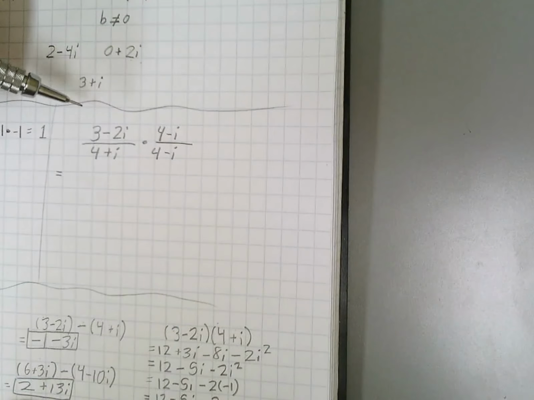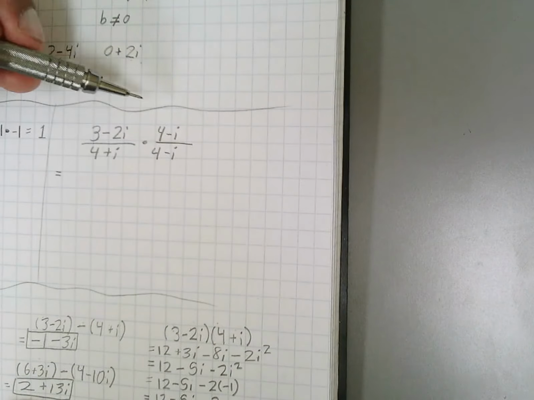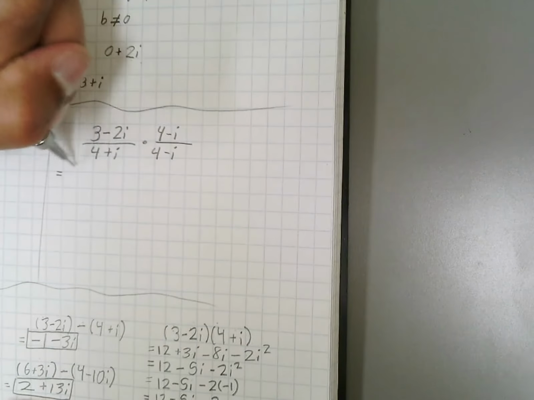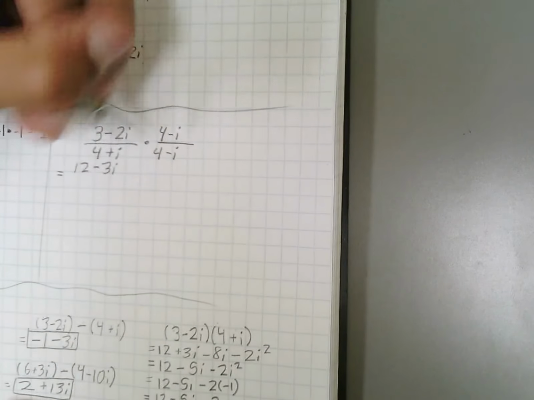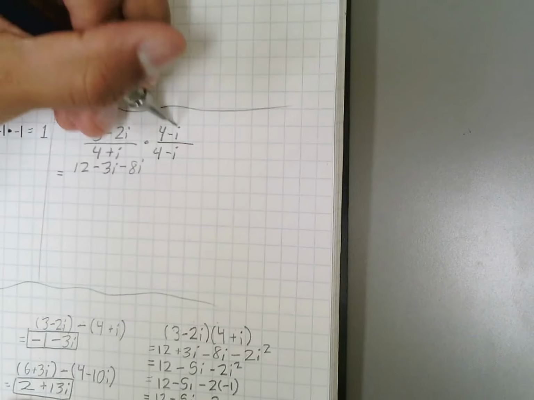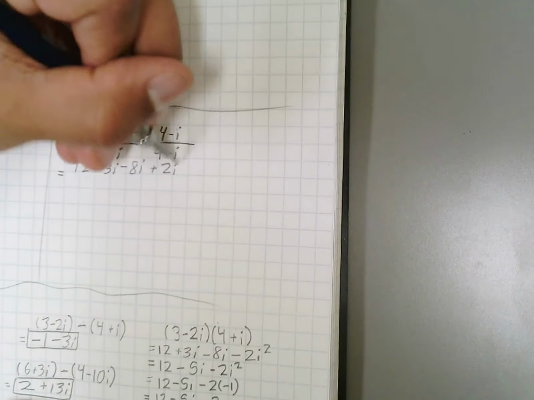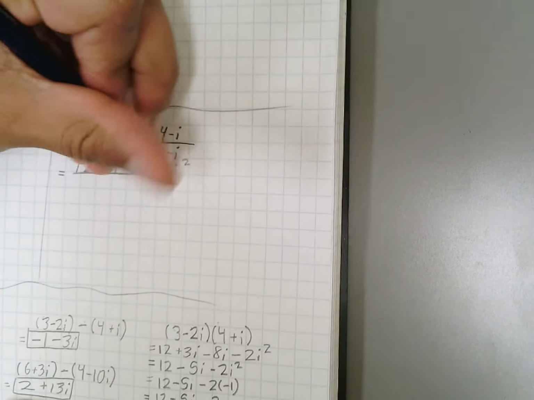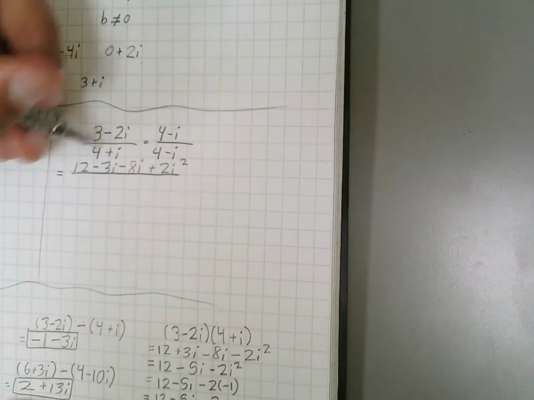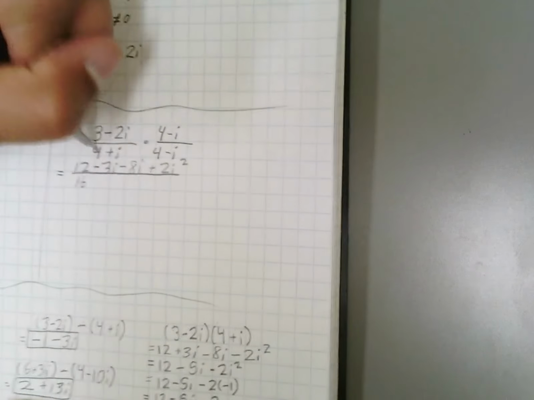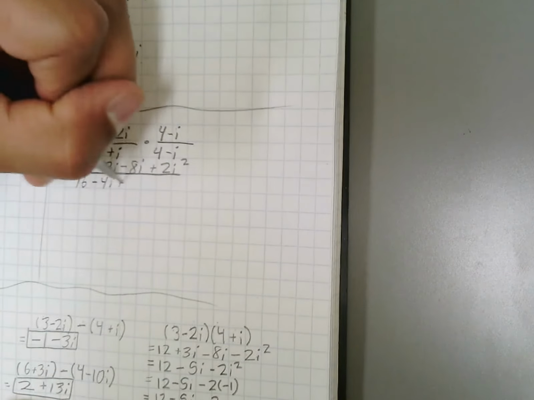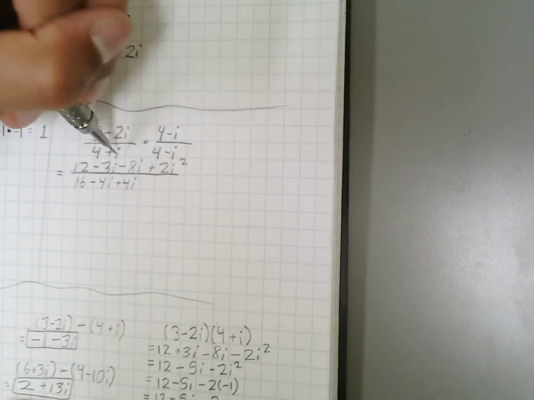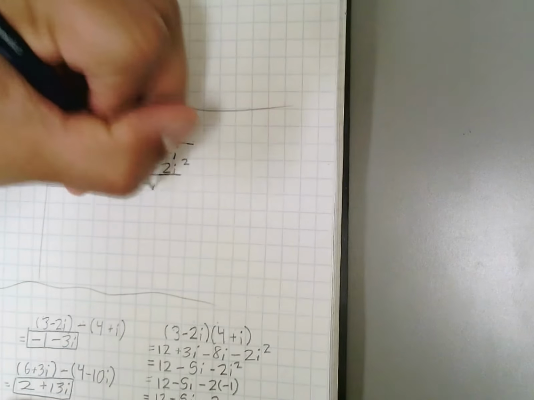Remember, I treat fraction bars like parentheses, so I need to FOIL the numerators. That's 12 minus 3i minus 8i plus 2i squared. And I FOIL the denominators. 4 times 4 is 16. 4 times negative i, negative 4i. i times 4 is positive 4i. And i times negative i is negative i squared.